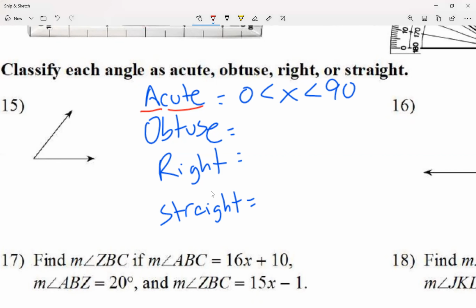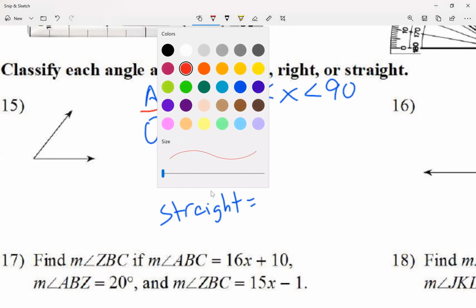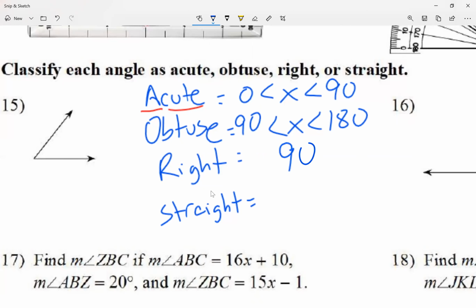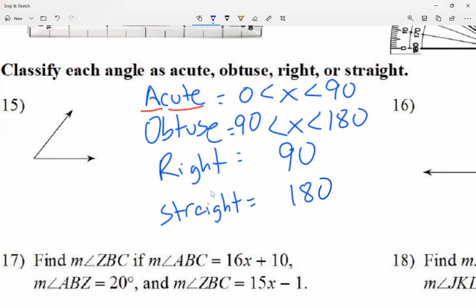Now our obtuse, those are the big angles. Our big angles, again, let me call this x because I don't know what my angle is, has to be more than 90, but less than 180. Okay, so more than 90, less than 180. Our right angles are right in the middle, so I'm going to call that 90. Our straight angles are those that measure 180.